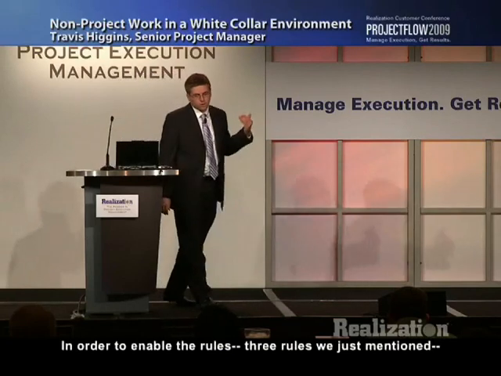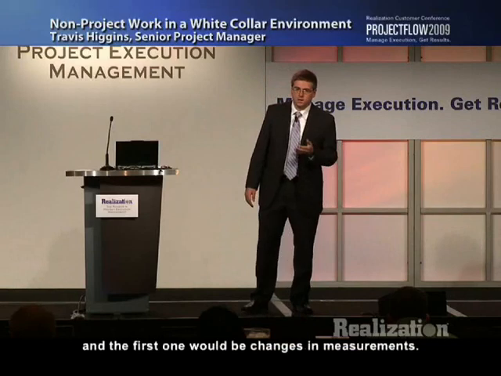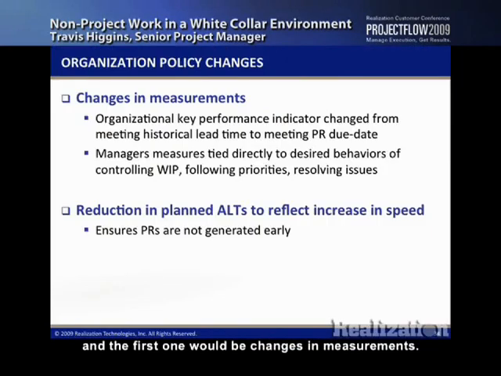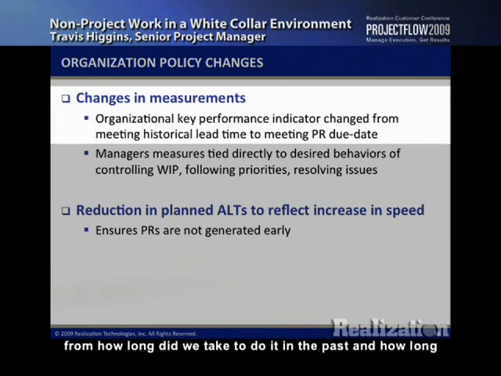In order to enable the rules, 3 rules we just mentioned, we did have to make some policy changes, and the first one would be changes in measurements. So the organizational key performance indicator really was changed from how long did we take to do it in the past and how long have we taken to do it this time, to did we meet the date for that purchase request so that we increase the reliability of the overall system.